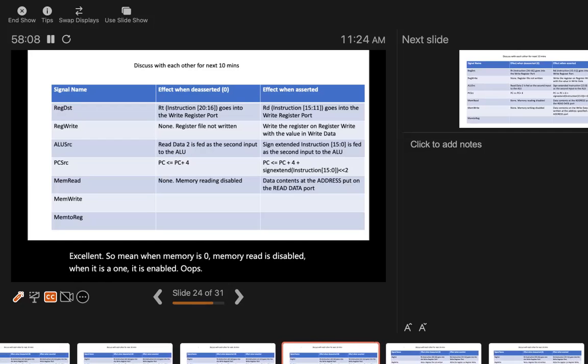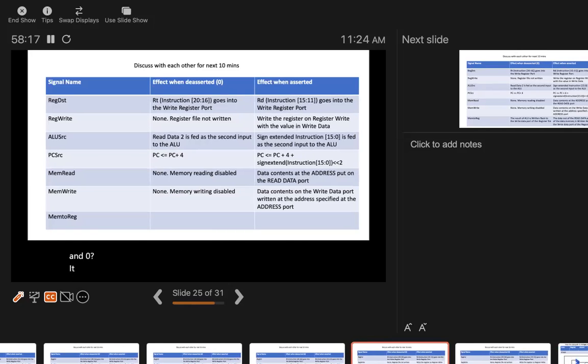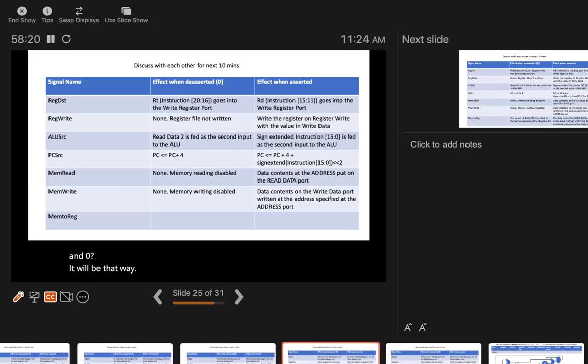So Kelvin, what happens when memwrite is 1, when 0? When the memory write is 0, it will not be written. When memory write is 1, it will be written. Very good. When memwrite is 0, memwrite is disabled. When it is a 1, it is enabled.